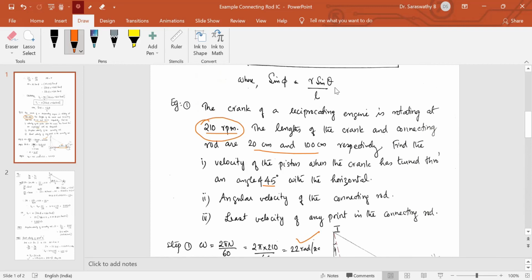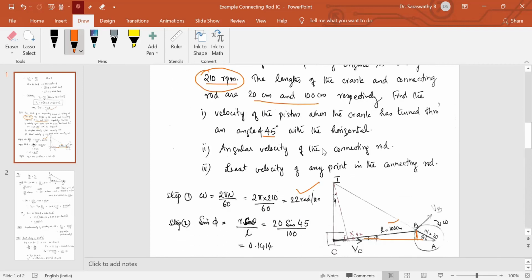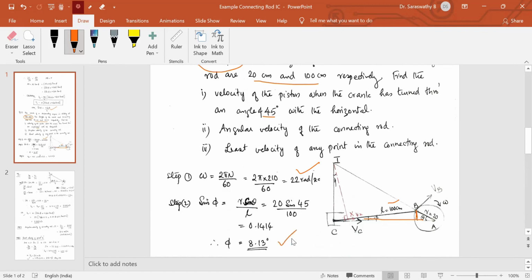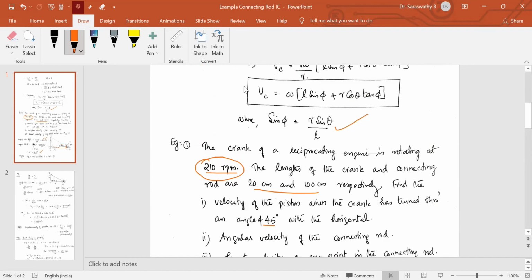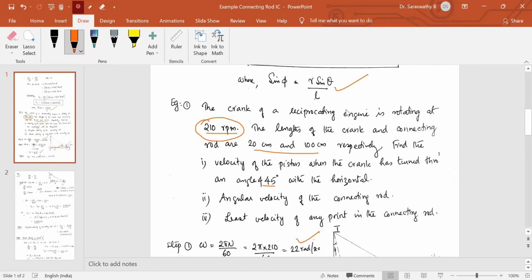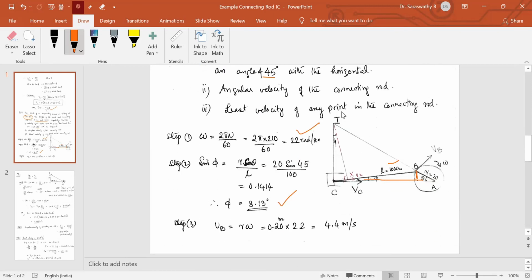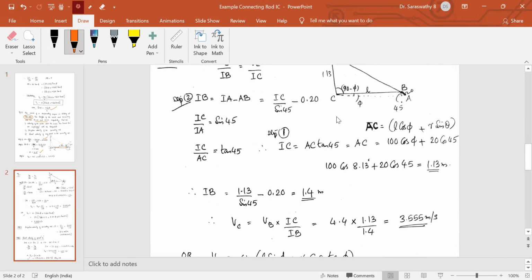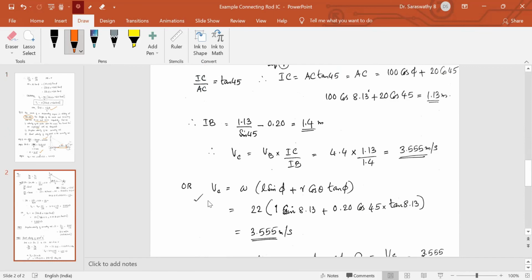According to this expression, sin phi equals r sin theta by L. Substitute, and we will get phi. Once you get phi, we can apply this equation: VC is equal to omega into L sin phi plus r cos theta tan phi. Directly you will get 3.555 meter per second.